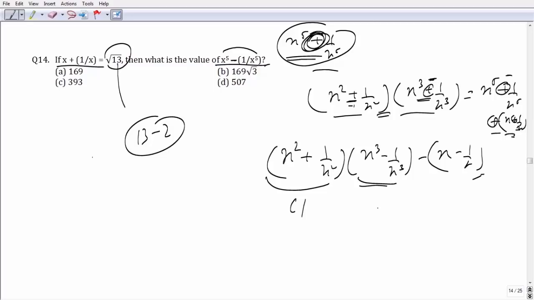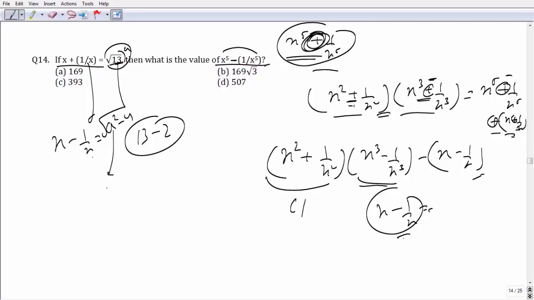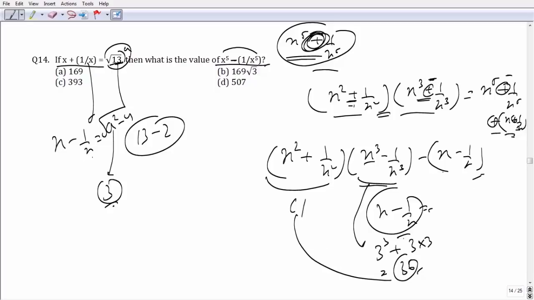And for this, we need the value of x minus 1 by x. To convert this equation to x minus 1 by x value, if we assume this to be a, then all we need to do is a square minus 4 ka under root, and this will give us the value 3, with which the value of x cube minus 1 by x cube will turn out to be 3 cube plus 3 into 3, giving us the value 36. And multiplying 36 with 3 and subtracting the value of 3, that is this value, we get the final answer as 393, leaving behind option number C as your answer.